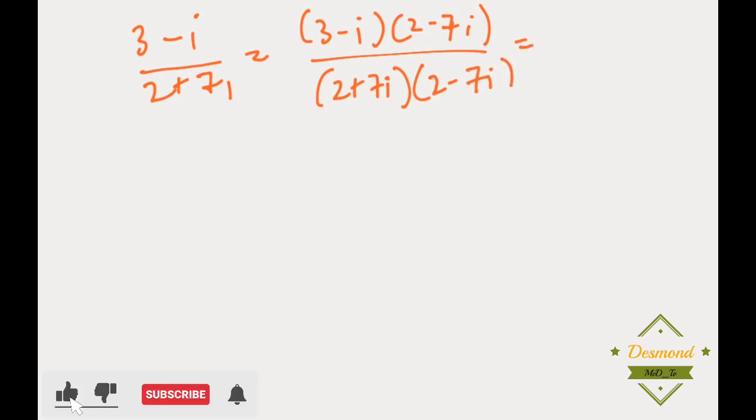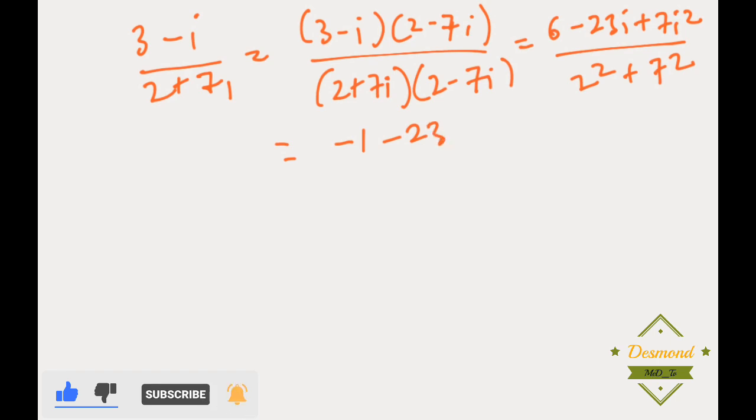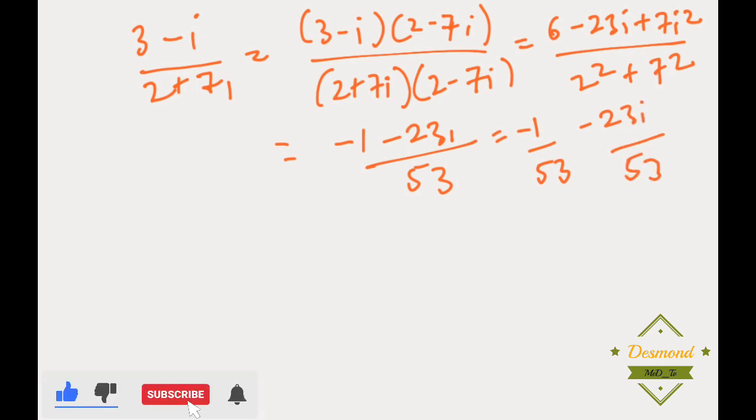When we do it, we should get 6 minus 23i plus 7i squared over 2 squared plus 7 squared. And we should get minus 1 minus 23i over 53. Lastly, we group them into the real part and the imaginary part. We should get negative 1 over 53 minus 23i over 53.